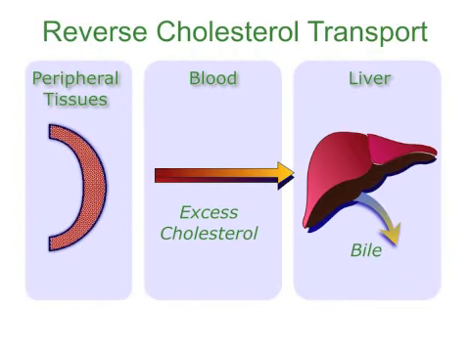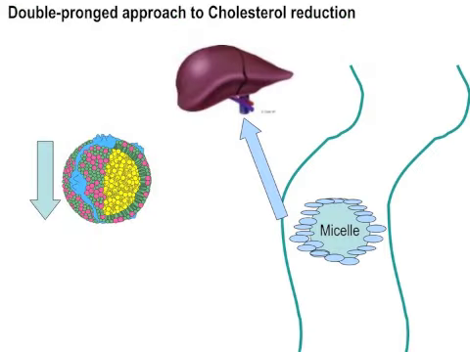HDLs take excess cholesterol from the peripheral tissues and from other lipoprotein particles and bring it to the liver. There it can be stored, it can be recirculated, or it can be made into bile salts and released into the small intestine. There's what's called a double-pronged approach to cholesterol reduction, and this involves attacking the problem two ways.